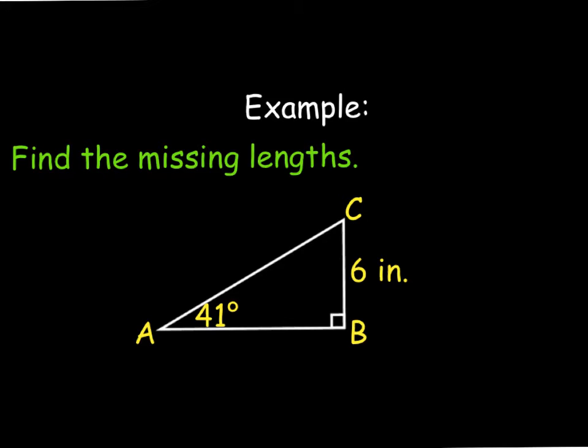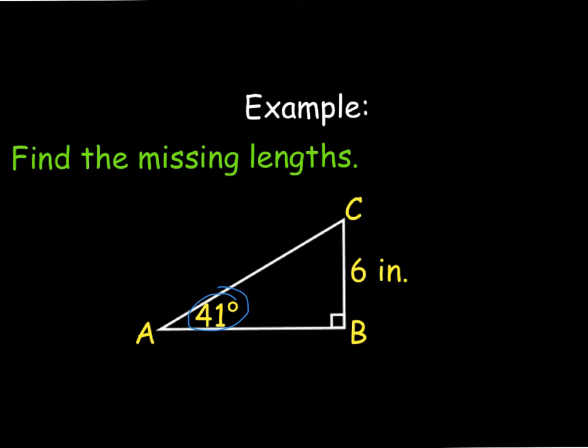Okay, so this example asks us to find the missing lengths. So that means we are looking to find this length right here and this length right here. But before we do any of that, we have to first label our triangle. And so we look at the angle that we're given. That's this 41-degree angle right there. And I'm going to go ahead and circle it.